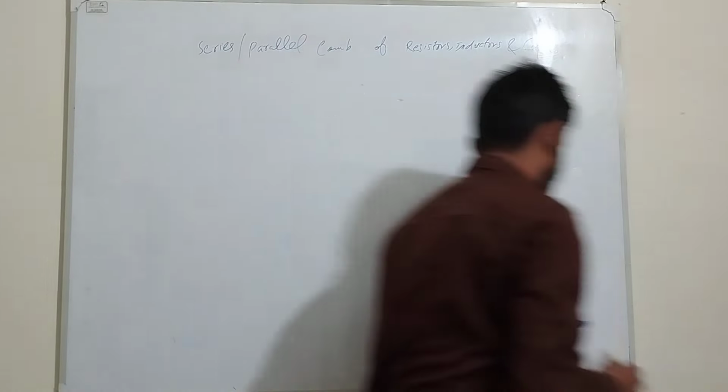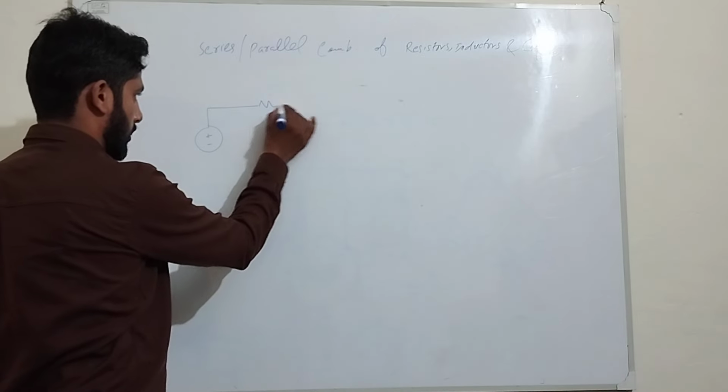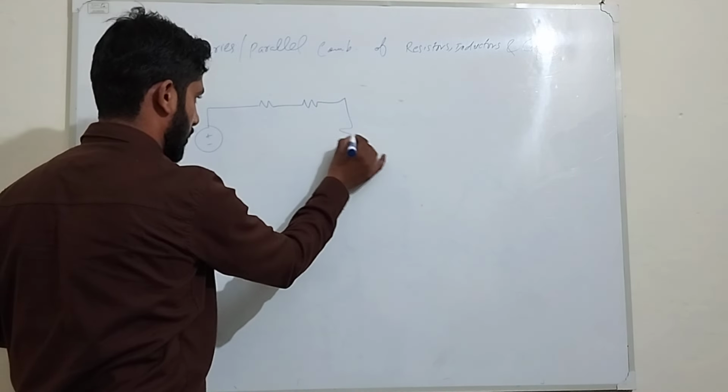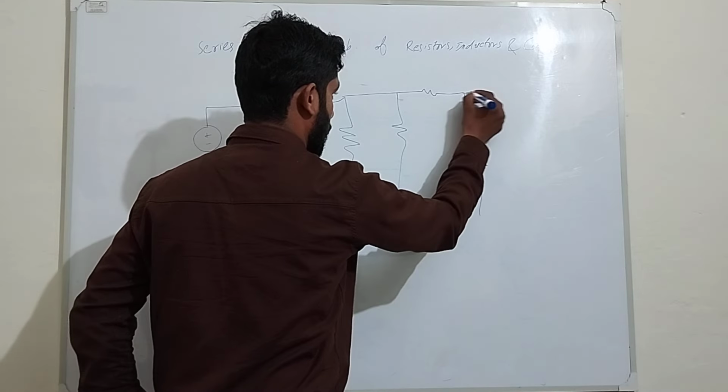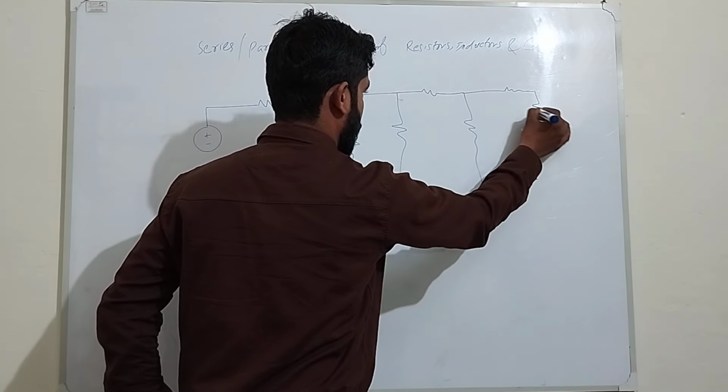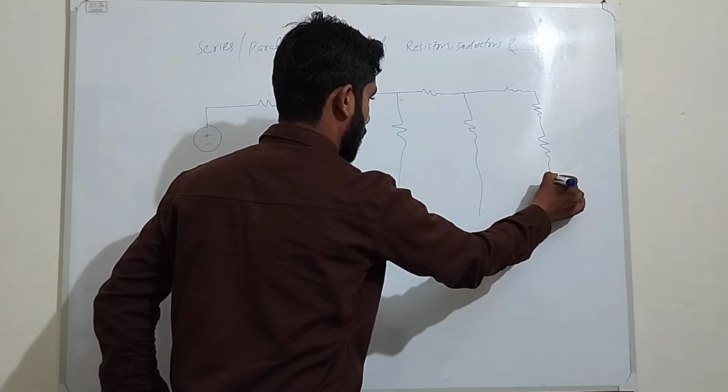See here, this is my DC voltage source. This is resistor 1, resistor 2, resistor 3, resistor 4, resistor 5, resistor 6, resistor 7, resistor 8, resistor 9. So how can I analyze which resistor is connected in which configuration?